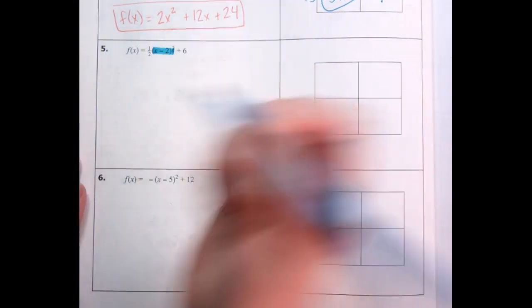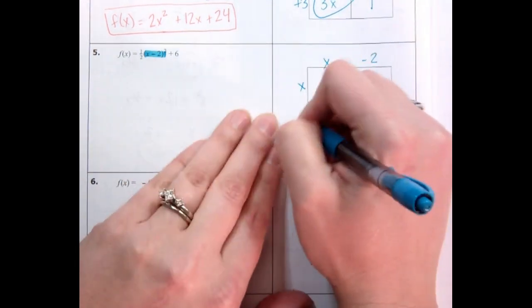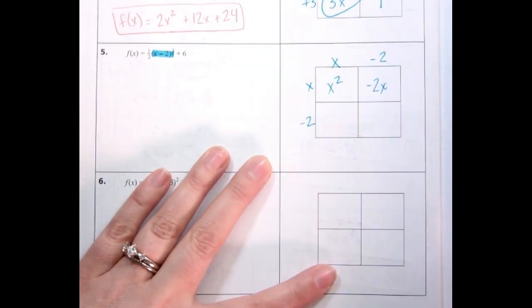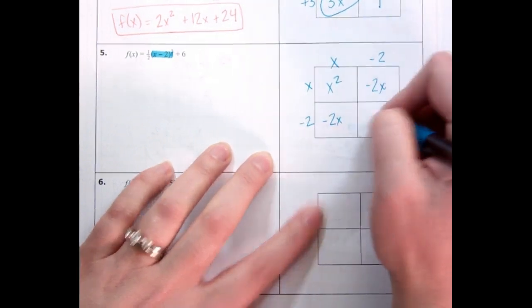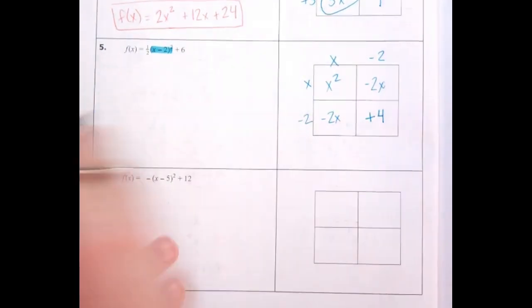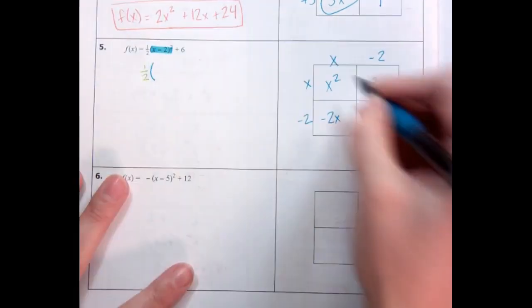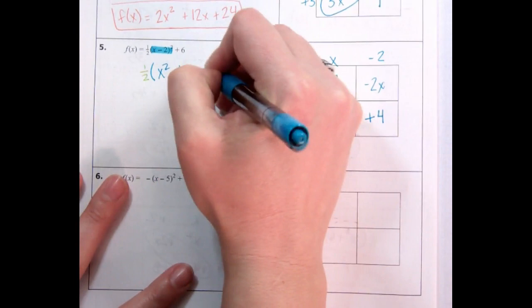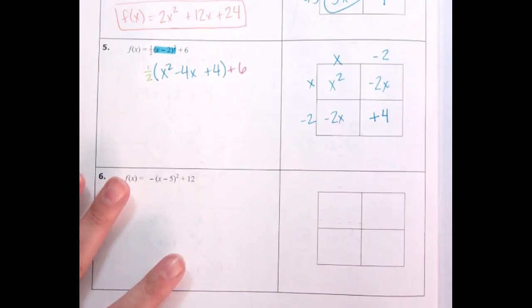Alright, let's check. So I'm going to multiply x minus 2 squared. So it's x minus 2, x minus 2. X squared minus 2x minus 2x. Negative times negative is plus 4. A lot of people miss that. It is a plus right there. So I still have my 1/2. This part right here, x squared minus 4x plus 4, and then I have the plus 6 at the end.